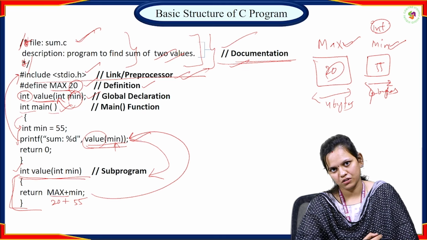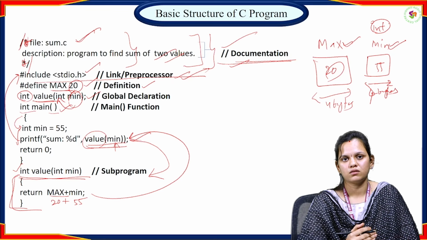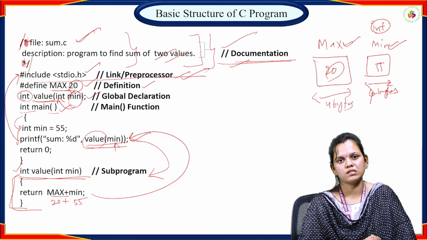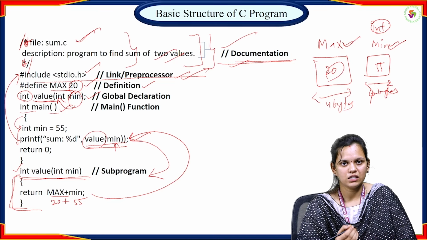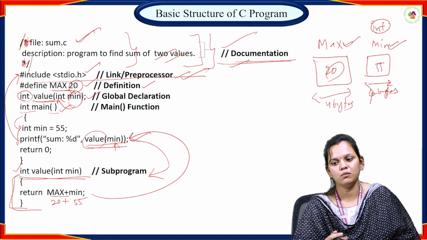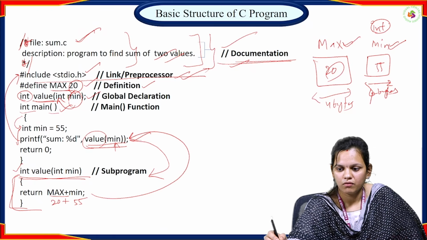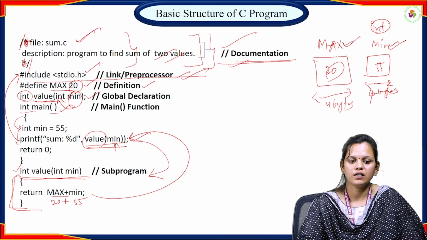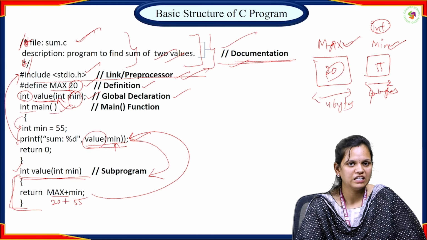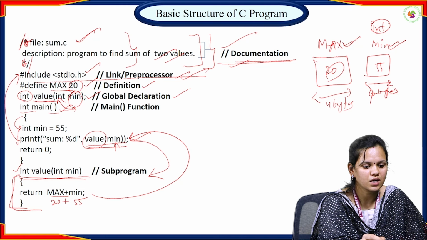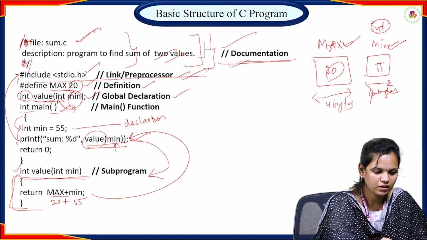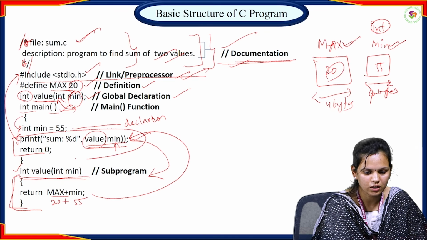The first section is the documentation section. There we have written the comments. We have single line comments as well as multi-line comments. And in the next section, we have the link section or preprocessor section. There we have included our header file, stdio.h, that is the standard input output header file. And in the next section, we have defined a constant. The name of the constant is max, right? And in the next section, that is the global declaration section, there we have declared a function with the name value, right?